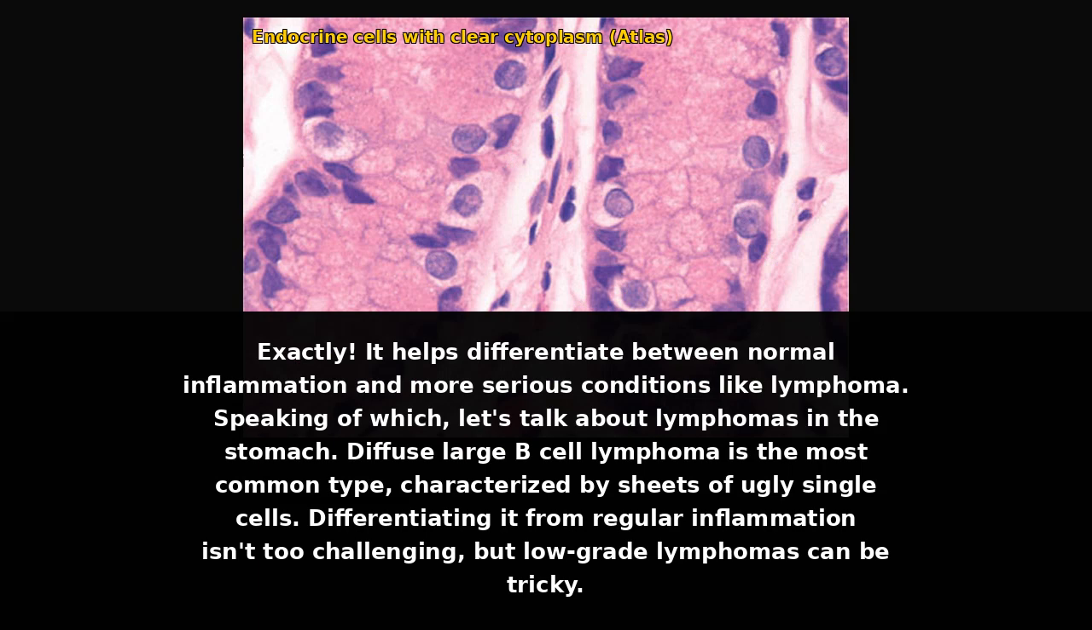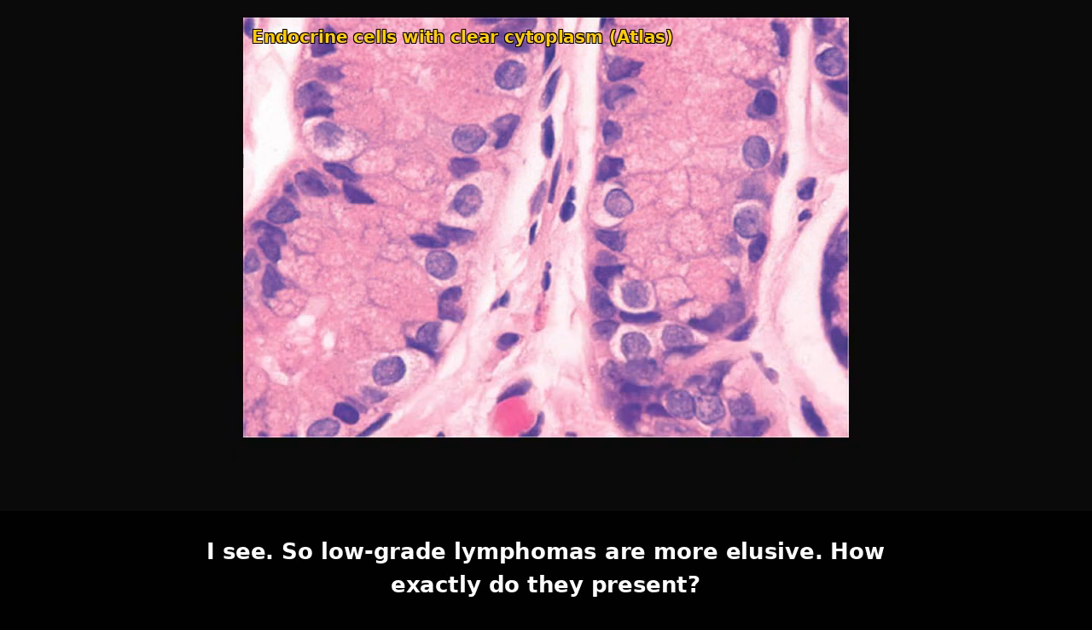Speaking of which, let's talk about lymphomas in the stomach. Diffuse large B-cell lymphoma is the most common type, characterized by sheets of ugly single cells. Differentiating it from regular inflammation isn't too challenging, but low-grade lymphomas can be tricky. I see. So low-grade lymphomas are more elusive.